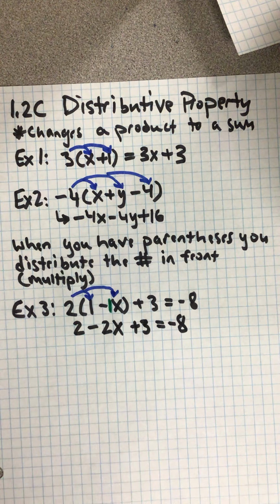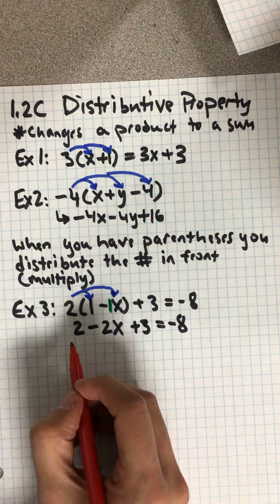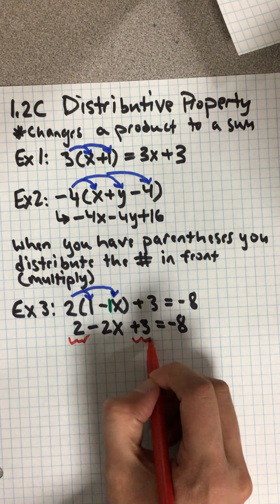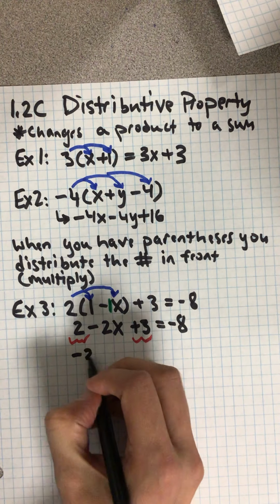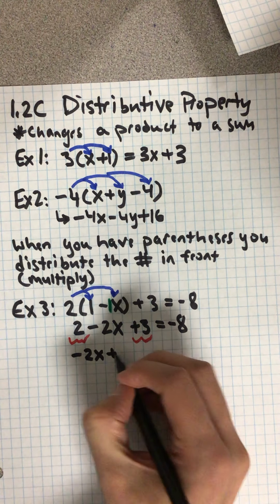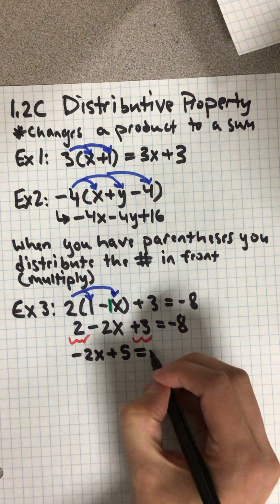Now, we're still ways away from solving this problem. We need to apply what we learned yesterday, which is combining like terms. You might want to take this opportunity to pause and see if you can figure out the terms that need to be combined. But they are 2 and 3. So, since the 2 and the 3 are both positive, neither has a negative sign on them, we need to add them together. So we still have our negative 2x. 2 plus 3 is 5, and it equals negative 8.